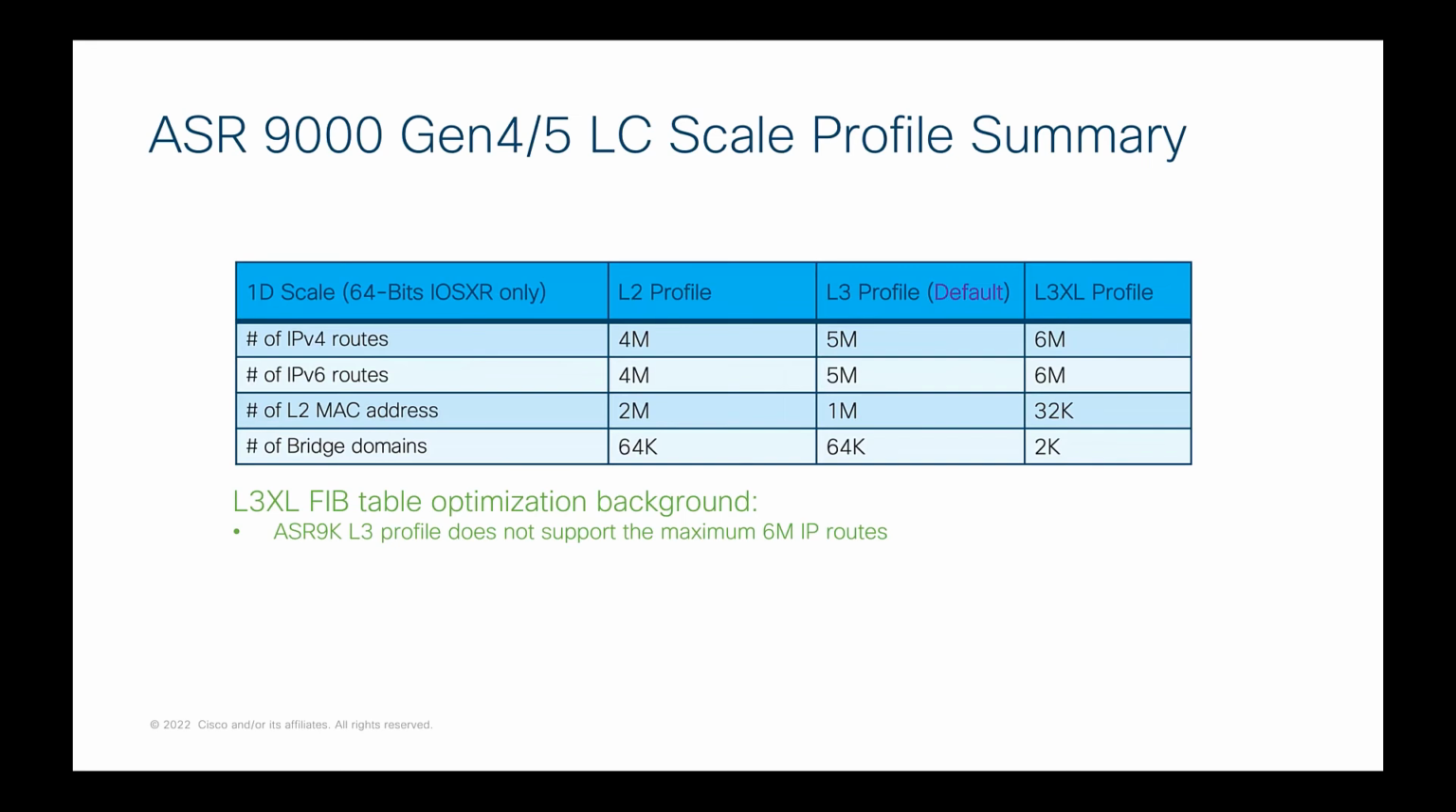With that, we can support a maximum of 2 million MAC table entries. At the same time, we can support 4 million IPv4, IPv6 forwarding entries. And if you are looking at something like internet peering, and you need a larger layer 3 forwarding table, then you can select the layer 3 XL profile, and we can support up to 6 million IPv4 or IPv6 or mixed forwarding FIB table size. And this will have relatively small layer 2 MAC table support.